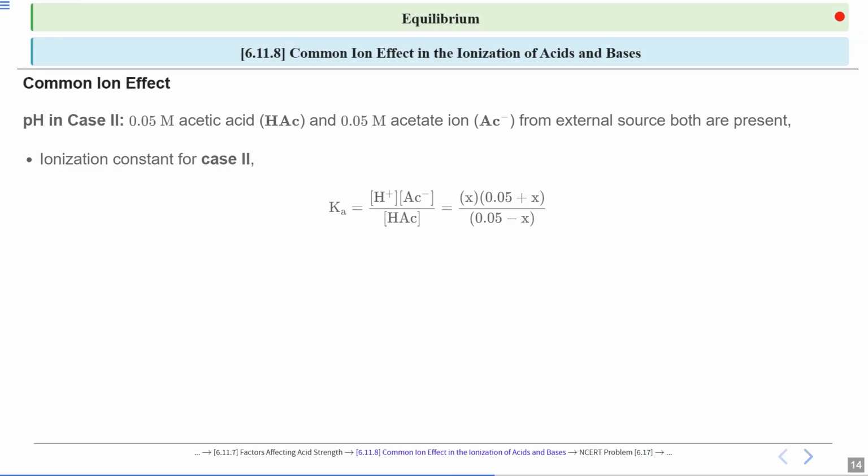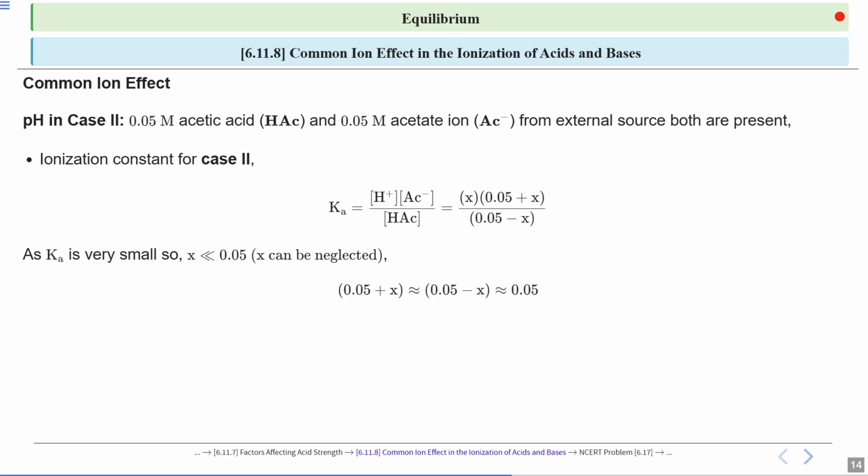Further, what we do is we approximate this whole formula. How do we do it? We say that the dissociation will occur only to a small extent. We know it very well. Therefore, your X will be less than 0.05. Then what we can do? We can keep 0.05 plus X or 0.05 minus X simply as 0.05, because your X is very, very small as compared to the 0.05 value.